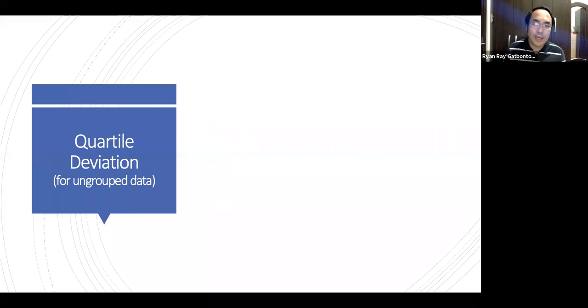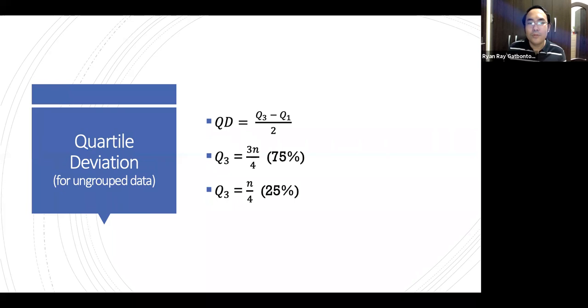The next method that we will use is your quartile deviation. The formula for your quartile deviation is Q3 minus Q1 divided by 2. To get the quartile deviation, we have to first identify the Q3, which is identified using the formula 3n divided by 4, which is the 75th percentile. While the first quartile is identified as n divided by 4, which is around the 25% of the data.